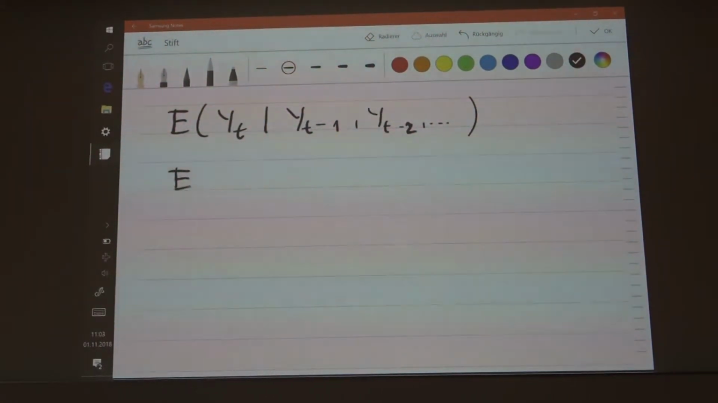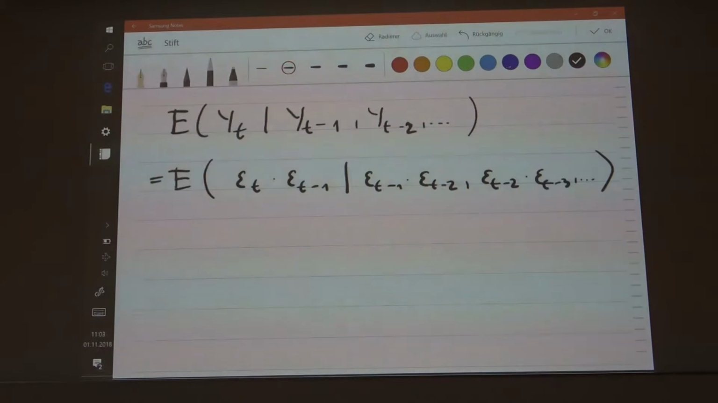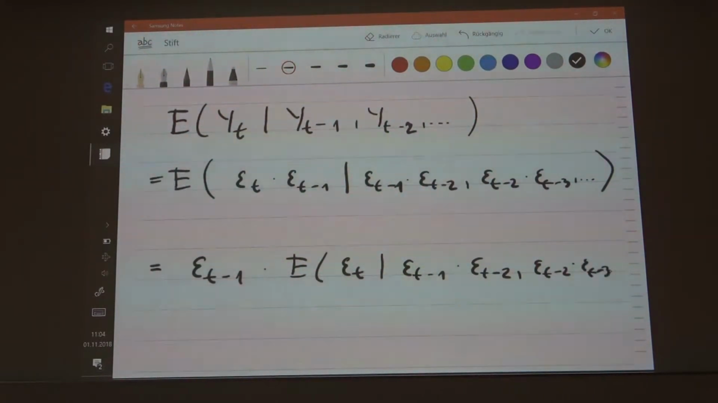So that's relatively easy. All you have to do is plug it in. So here you have epsilon t times epsilon t minus 1, and the past consists of epsilon t minus 1 times epsilon t minus 2, that's the first part, and epsilon t minus 2 times epsilon t minus 3, and so forth. So basically, epsilon t minus 1 is already known. So then you can take that out from the expectation operator. So this is going to be equal to epsilon t minus 1 times the conditional expectation of the process, epsilon t minus 1 times epsilon t minus 2, and epsilon t minus 2 times epsilon t minus 3, and so forth.